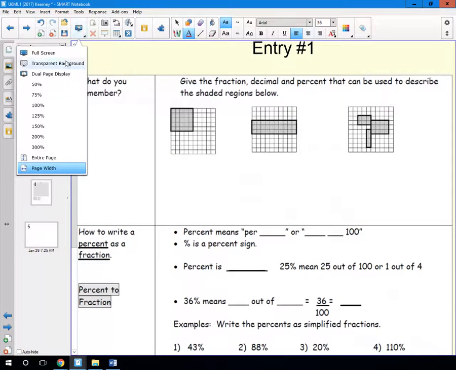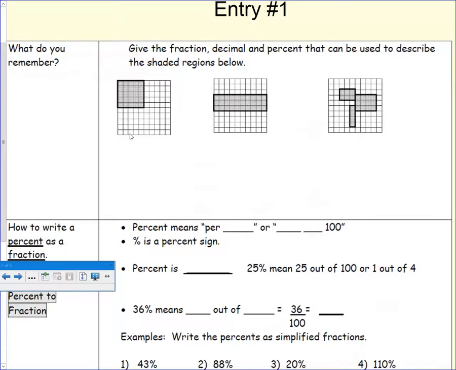So before we get started, let's just look at some pictures that we can use to represent fractions, decimals, and percentages. So thinking back to 6th grade, looking at these pictures here, how would you write a fraction?